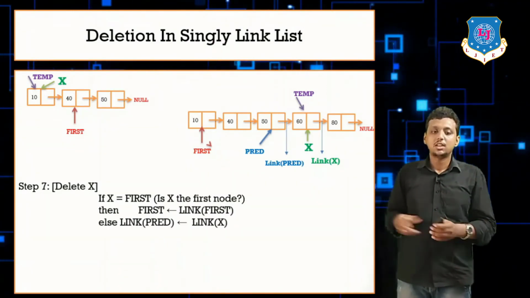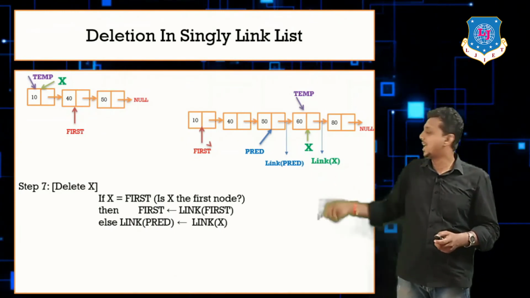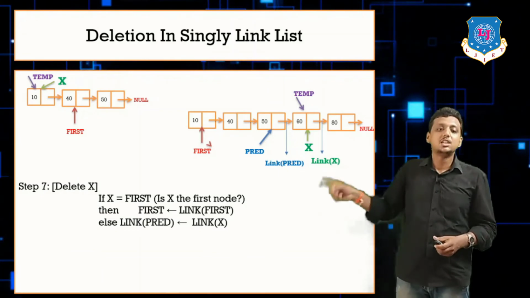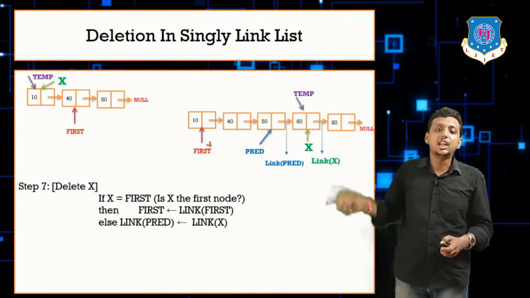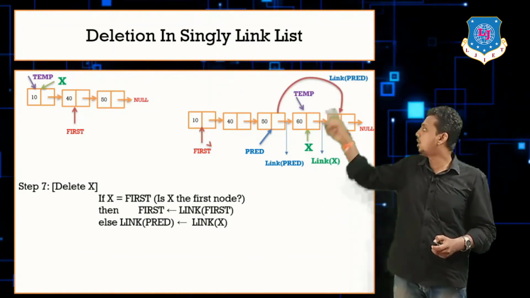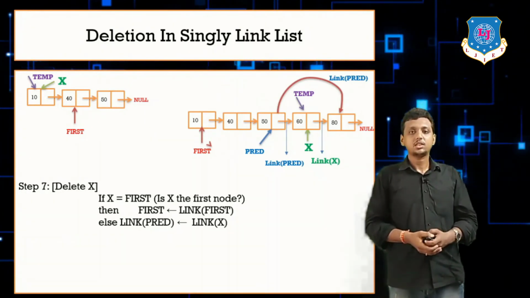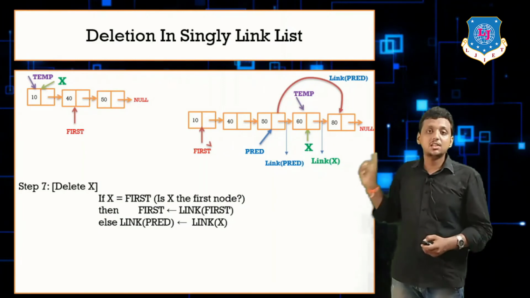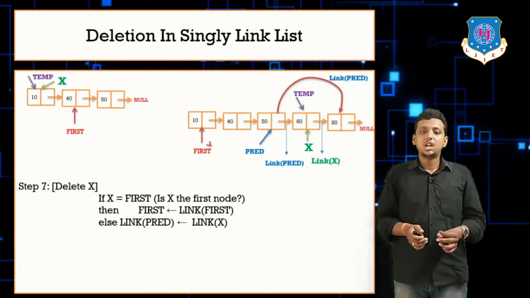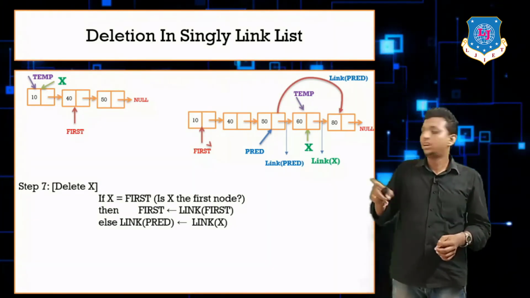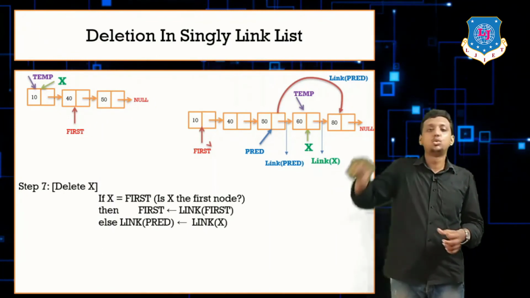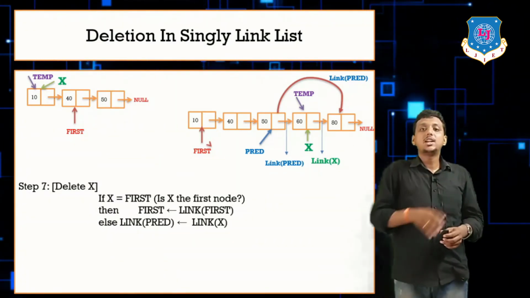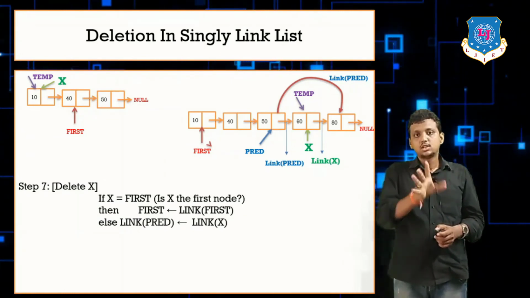So what I need to do is link the else part. If it's not the first, then the else part: link of pred is equal to link of x. See, link of pred is equal to link of x. This is the main step. Now your linked list looks like 10, 40, 50, and after 50 it moves directly towards 80. Correct?